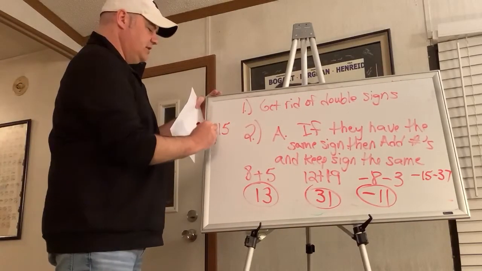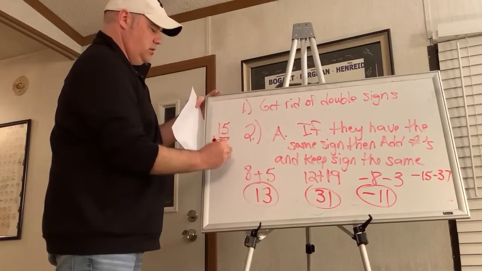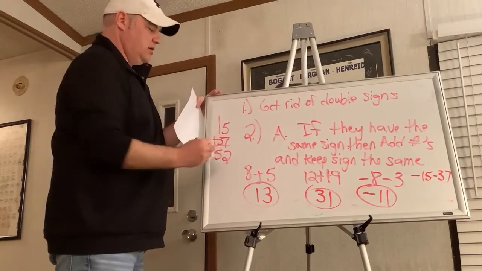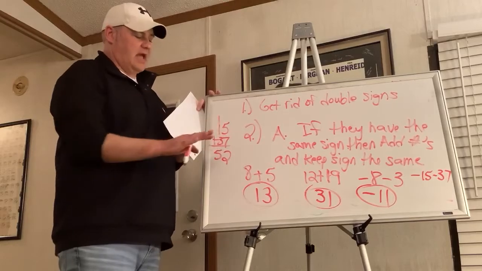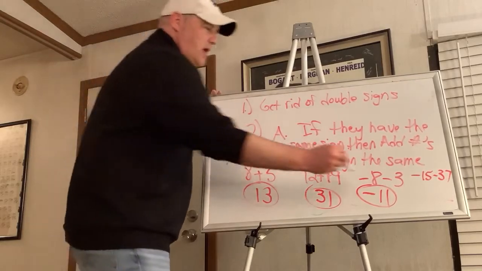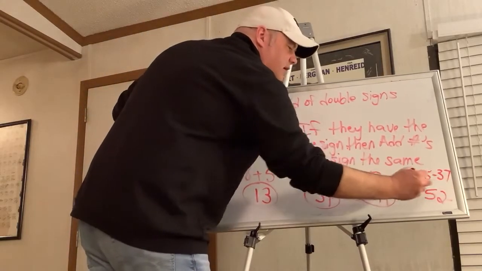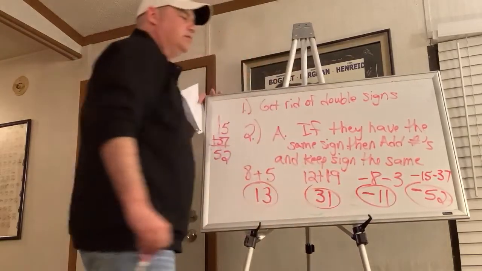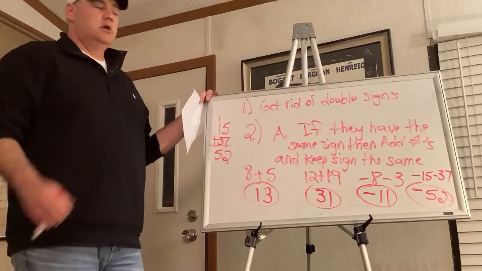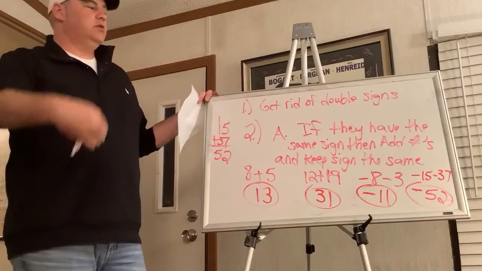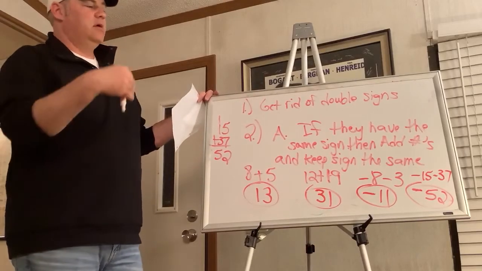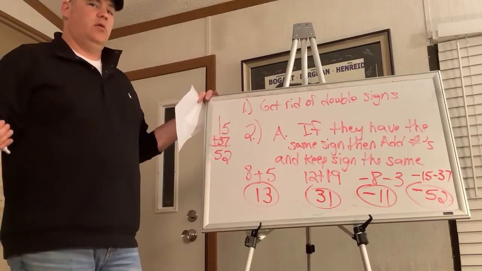So 15 plus 37, okay, and you get 52. I just added the two numbers together. And because they're both negative, it's a negative 52. Okay, so you were 15 in the hole, you went another 37 in the hole. That makes you 52 in the hole.